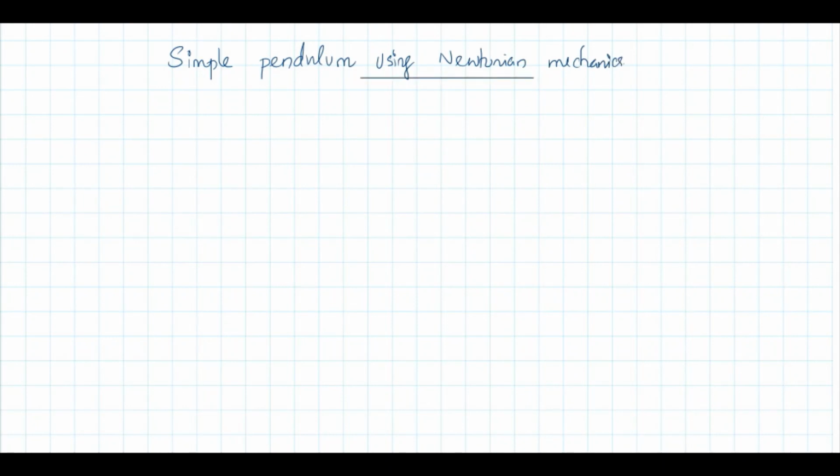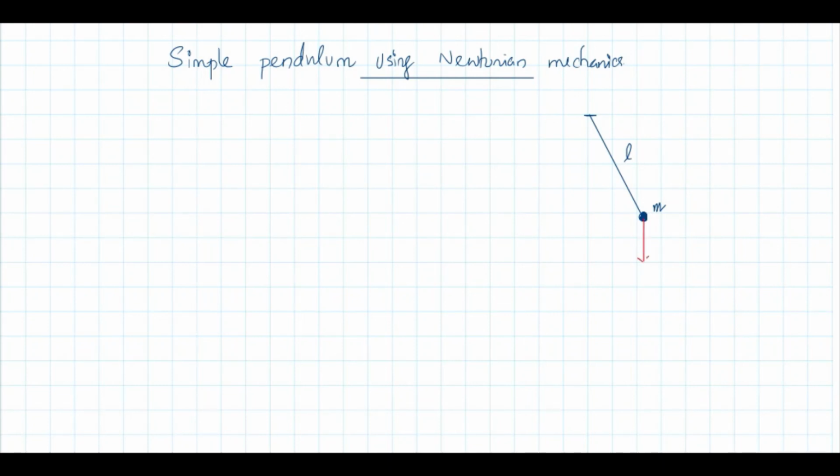Again, you have a string, and a mass is attached to one end of the string. The other end of the string is fixed and is known as the point of suspension. The length of the string is L, and the mass is M. In order to use Newtonian mechanics, you have to mark the forces acting on the system. What are the forces acting on the system?